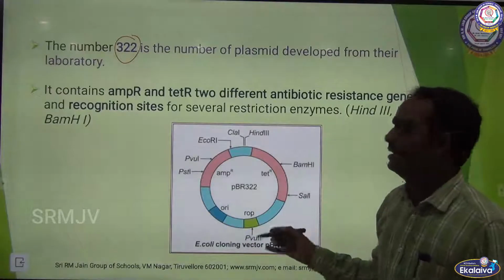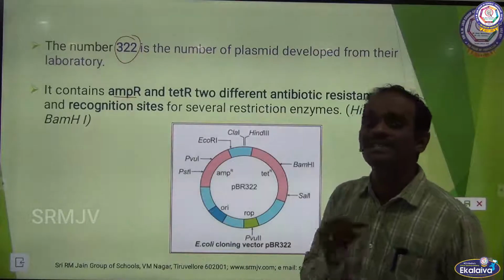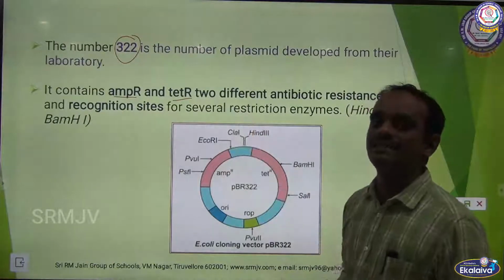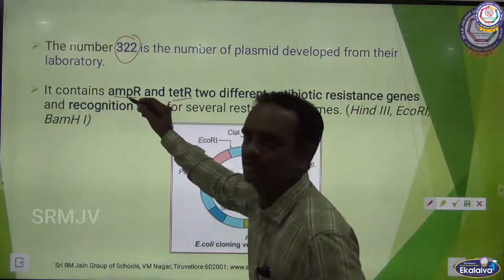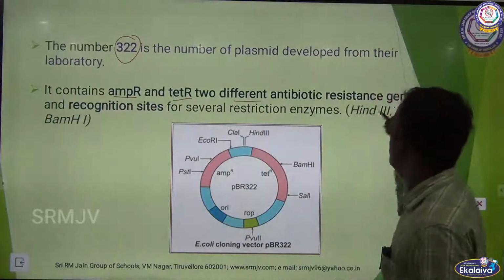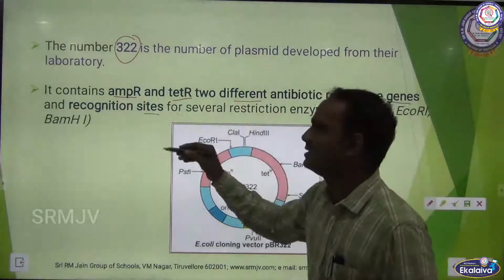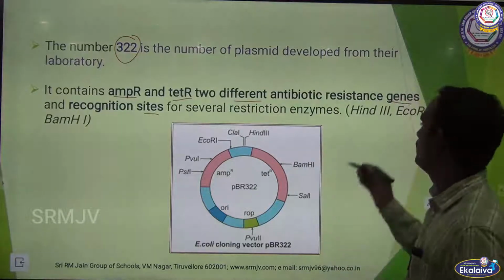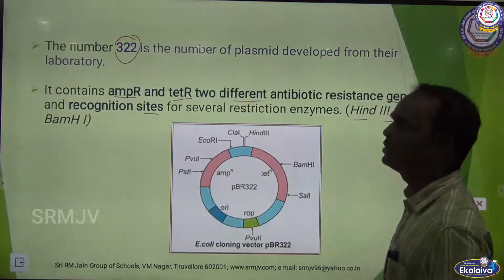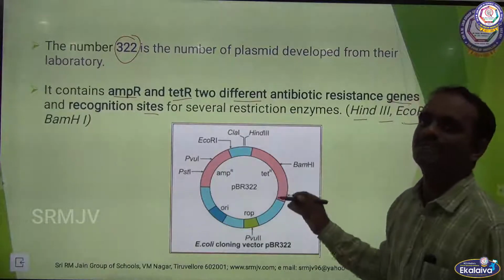See the picture here, children. It contains AmpR. What is AmpR? The ampicillin resistance gene, and then TetR, the tetracycline resistance gene. So it contains two different antibiotic resistance genes, and also many restriction sites for several restriction enzymes. Examples: HindIII, EcoRI, BamHI. These are all examples of restriction enzymes. So many restriction sites are also there in the plasmid vector.